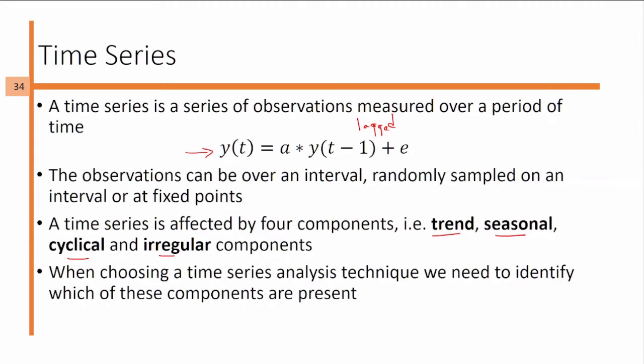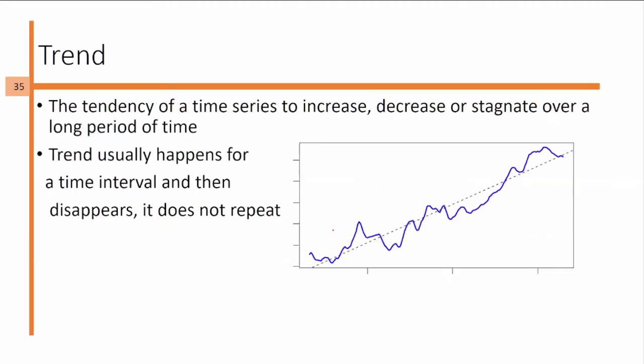So if I look at a time series, the tendency of a time series to increase, decrease, or stagnate over a period of time is called trend. In this particular example, this time series has a tendency to increase. But this trend is only for a particular interval, and it does not repeat. It does not repeat. So there's the keyword out here.